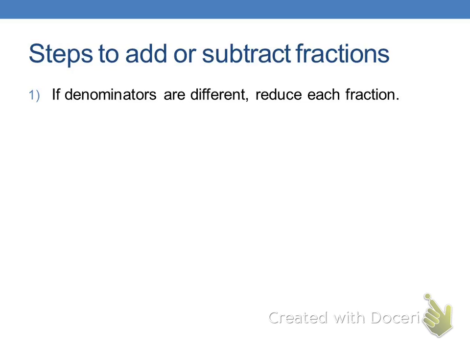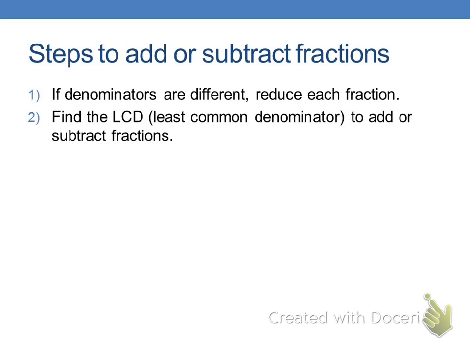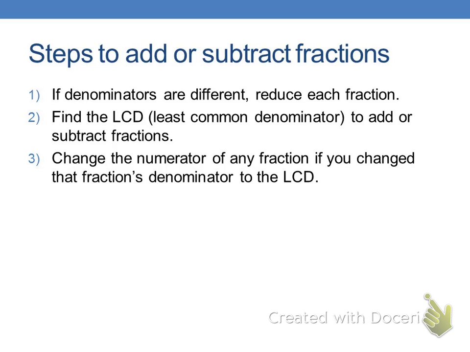If the denominators are different, the first thing you want to do is reduce each fraction. Sometimes they reduce to have the same denominator, you're good to go, okay? So you always just want to check to make sure everything is reduced first. Then you want to find the LCD. LCD stands for least common denominator. So the smallest number that you could make both of the bottoms. And we do that through multiplication. So what's the smallest number that they can both multiply into?